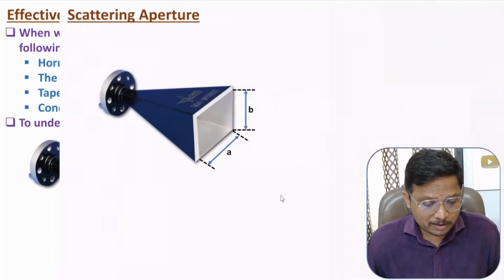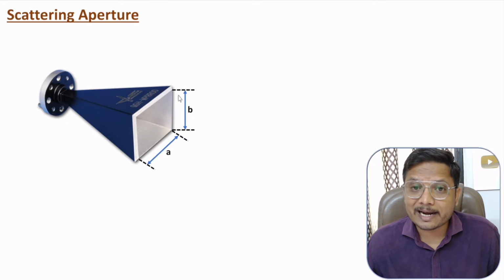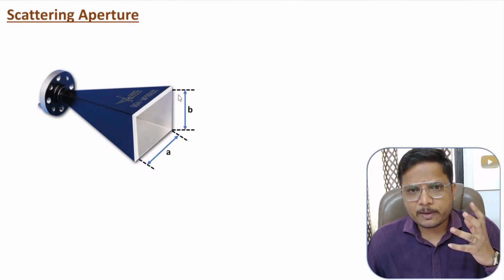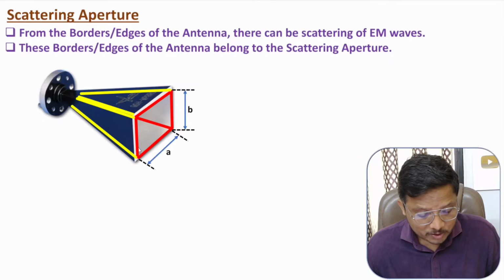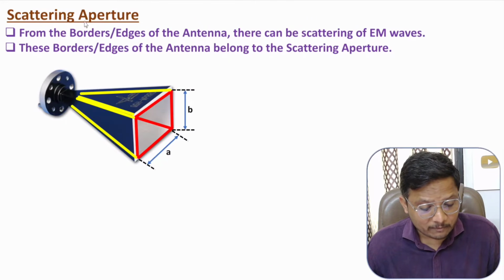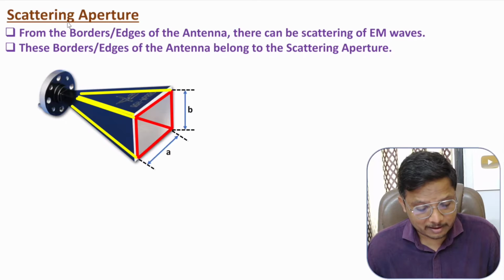Now I'll explain the next category, that is scattering aperture. In scattering aperture, we need to understand how electromagnetic waves are getting scattered. In the majority of cases, you will observe that from the edges and from the border there is a possibility of scattering of waves. Like you can observe here we have edges, right? So at the edges we may have scattering of EM waves, as well as from the borders one can have scattering of electromagnetic waves. So the area belonging to edges and border is what is covered by scattering aperture, right?